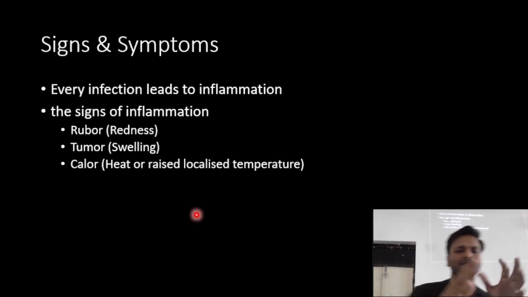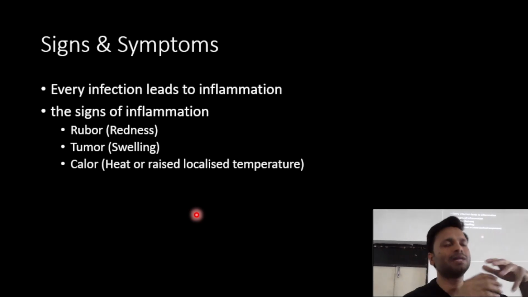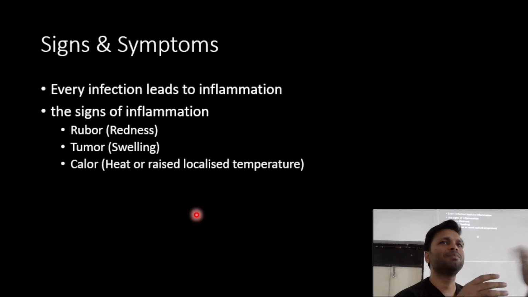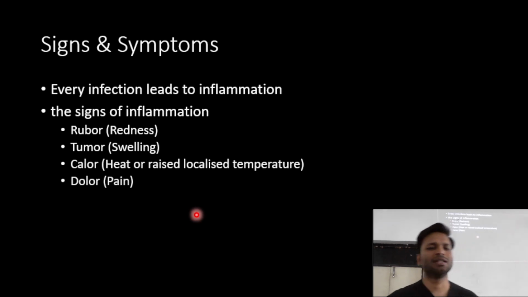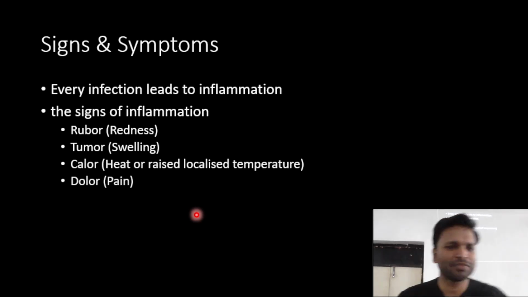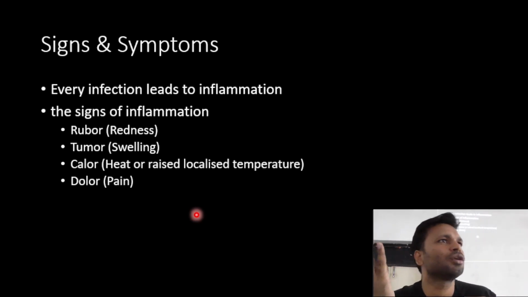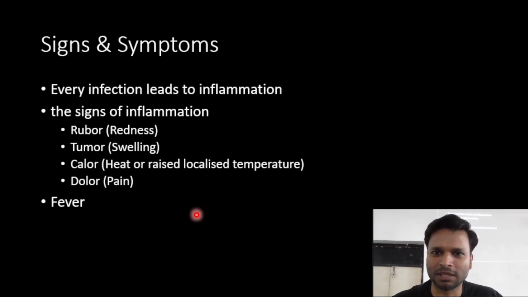Okay. Now this increase in the temperature of the body is the body's protective mechanism. Whenever there is infection, the body tries to raise the temperature of the body and tries to kill off the microorganisms. So this is the protective mechanism. And then finally, of course, there is infection, there is inflammation, there is going to be some pain. So rubor, tumor, calor, dolor. Then finally fever, which I mentioned.